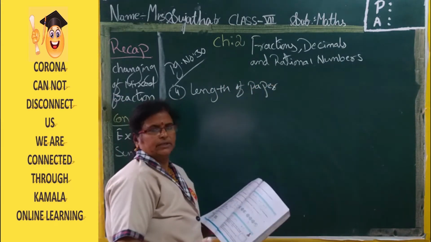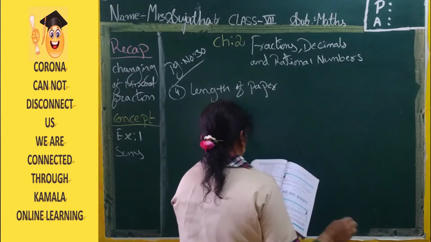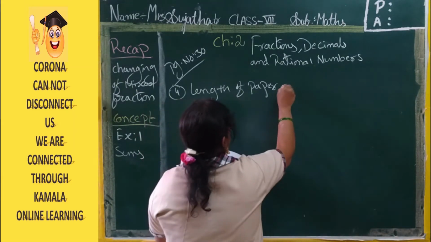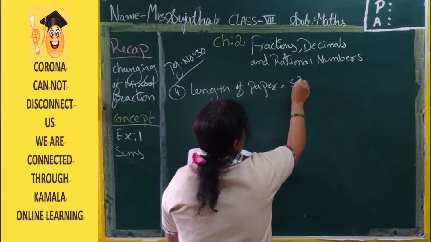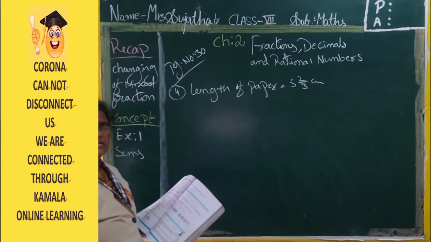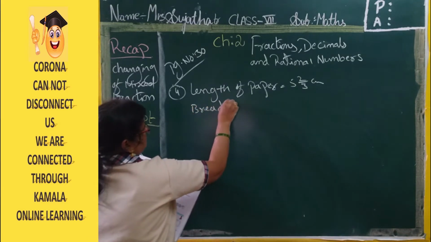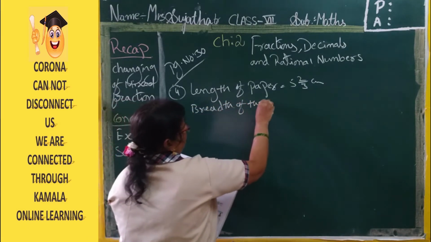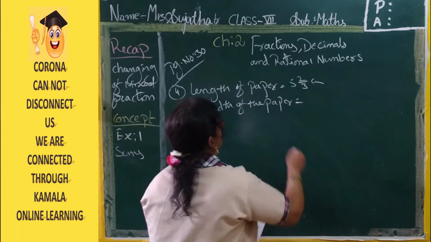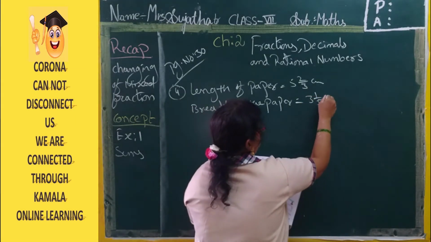You can write the paper or the sheet, nothing is wrong. Now the length of the paper is equal to how much? 5 2 by 3 centimeters. Again, wide is nothing but breadth. Breadth of the paper. How much breadth? 3 1 by 5 centimeters.